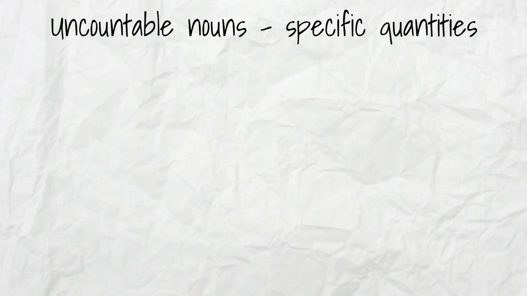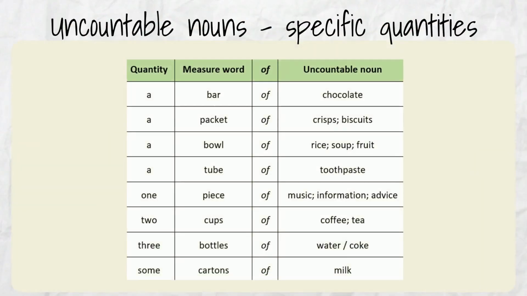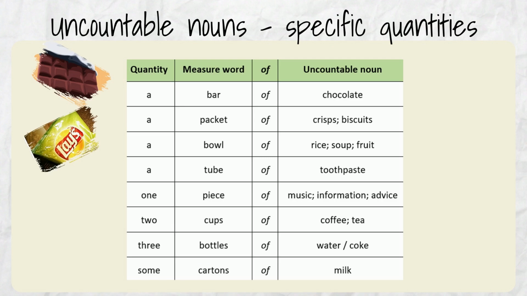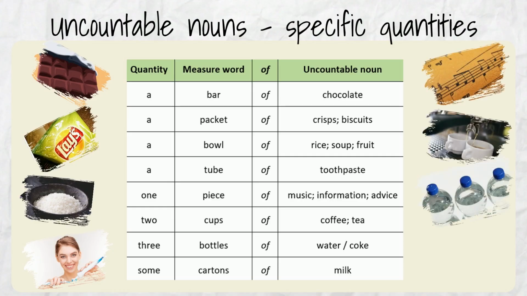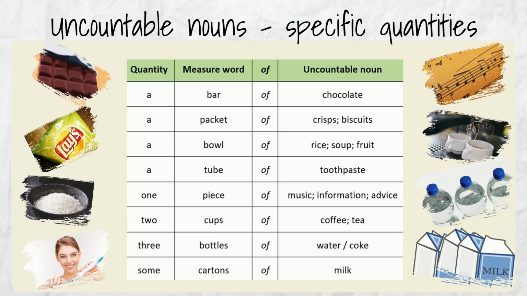If we want to express a specific quantity with uncountable nouns, we can use certain words with a number or amount. Some examples are a bar of chocolate, a packet of crisps or biscuits, a bowl of rice or a bowl of soup, a tube of toothpaste, one piece of music, 2 cups of coffee, 3 bottles of water, and some cartons of milk.